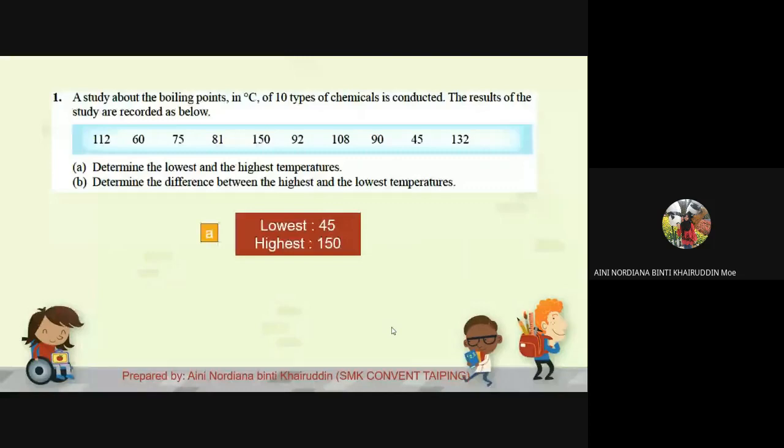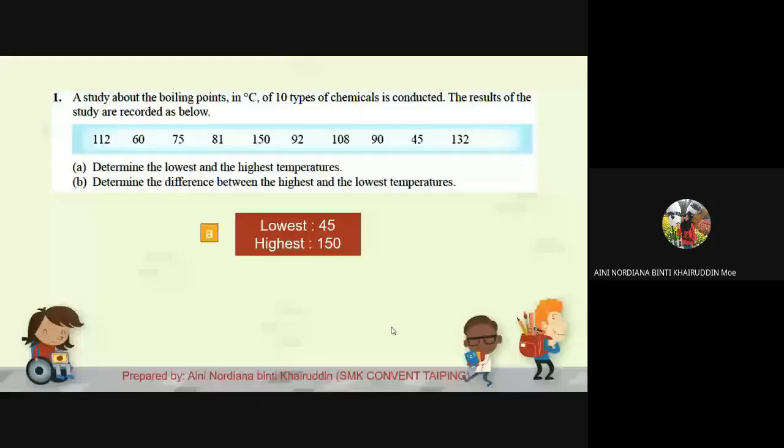Determine the difference between highest and the lowest temperature. So just minus the highest and the lowest temperature equals to 105.